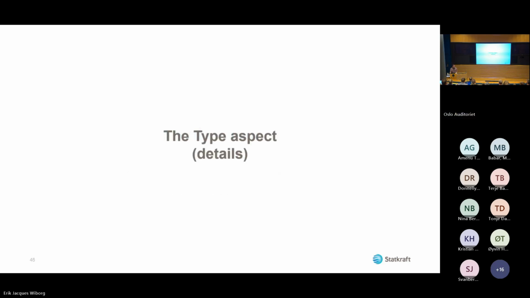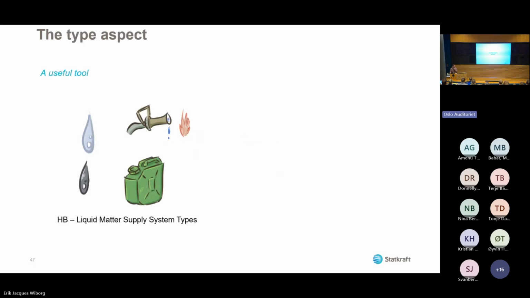Pipe aspect. All right, so the definition of the HB class is liquid matter supply system. There are different types, and they have different uses. And in some situations, it might be very important to not use gas in, for instance, a firefighting system. That would be counterproductive. So you'd want to be very clear on what you are working with.